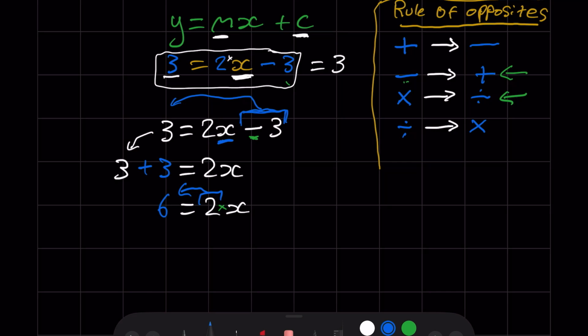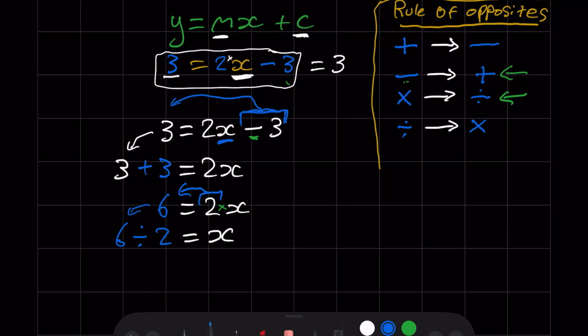So when we write this out, we go 6, because that's what we have. We keep our 6, divided by 2, and that equals x, just on its own. We have got x on its own now. 6 divided by 2 equals x.